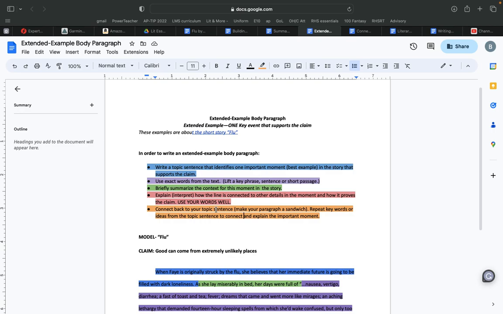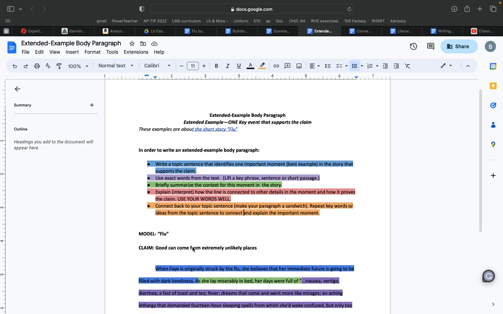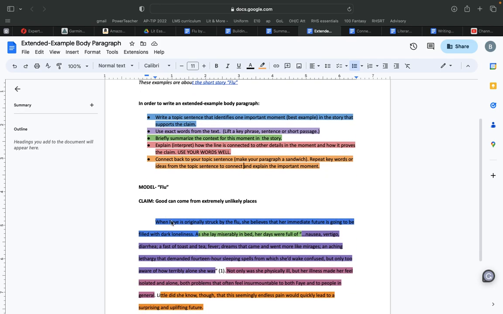Here is my example. Again, same claim, good can come from unlikely places. It's still about that short story "Flu." So here's my topic sentence. "When Faye is originally struck by the flu, she believes that her immediate future is going to be filled with dark loneliness." So the moment that I chose is right when she gets sick, okay? So this is the moment I chose. And this is me a little bit explaining why it matters, because she just feels like things are dark.